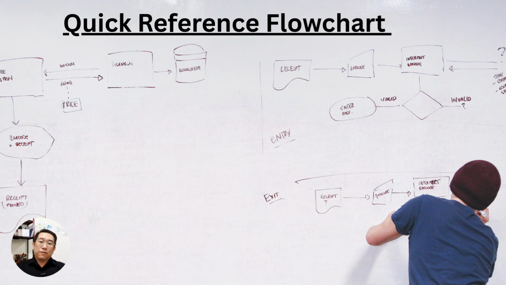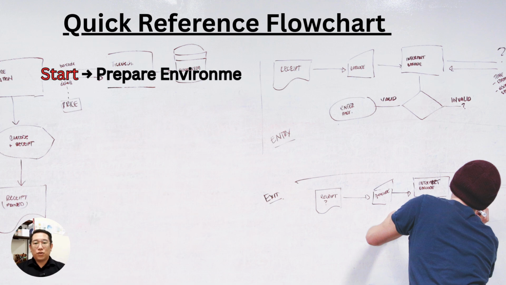Here is the quick reference flowchart for using the Humphrey Visual Field Analyzer, following these few steps. To start, we prepare the environment. Ensure the room is quiet, dimly lit, and at a stable temperature.